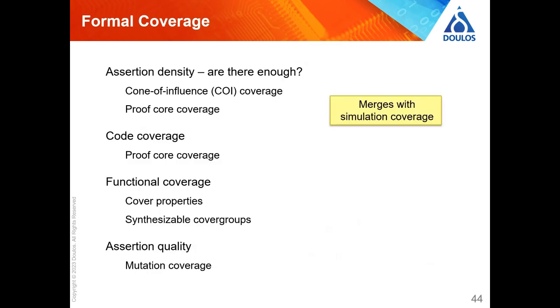So formal complements our simulation coverage. It fills in both code and functional coverage holes. Just as we include simulation and emulation as part of our sign-off criteria, we can also include formal in our verification planning and define similar sign-off criteria using formal as well. So we can look at the assertion density. Do we have enough assertions? We can look at the code coverage and functional coverage just like simulation. And then with mutation coverage, we can really measure the quality of our test bench, of our assertions, and see whether we're really checking and verifying everything.